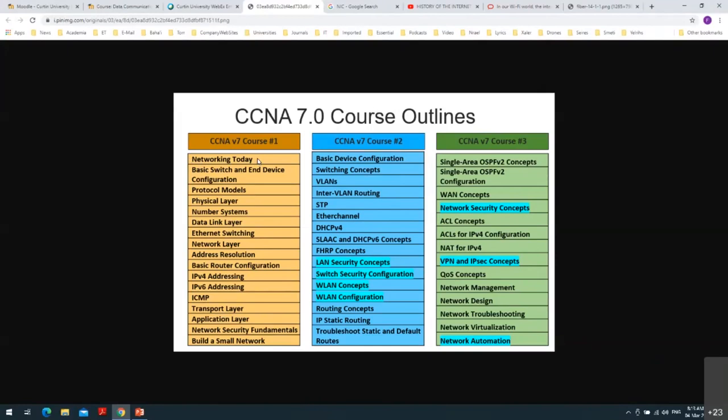Every week, we're going to go through two chapters. For example, I will start with your group, which is the 8 a.m. group, with networking today. And then in the afternoon one, I will do the second one, basic switch and end device configuration. No problem for you. You won't miss it because I'm recording it, so you're going to watch it later. In the 8 a.m. group, I will be going with all the odd chapters: chapter 1, chapter 3, chapter 5. And with the afternoon group, all the even ones. So you have to catch up by going through the recordings that I put on Moodle. That's how we'll play this.